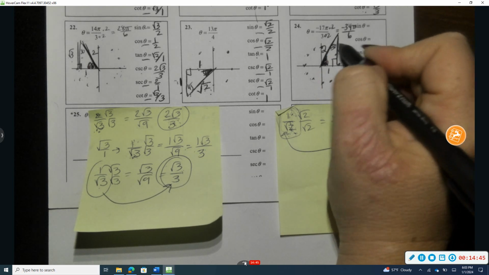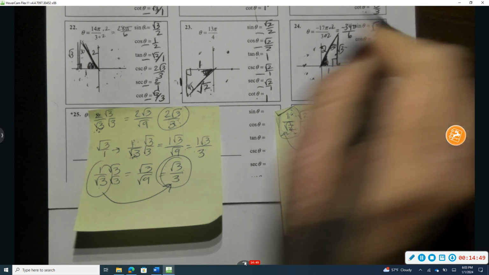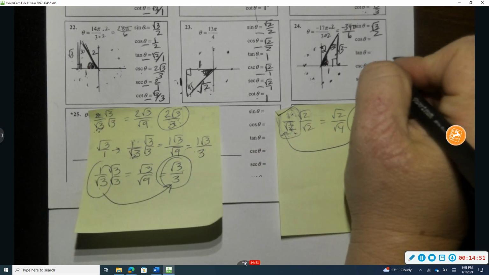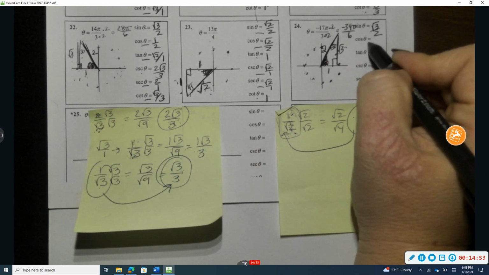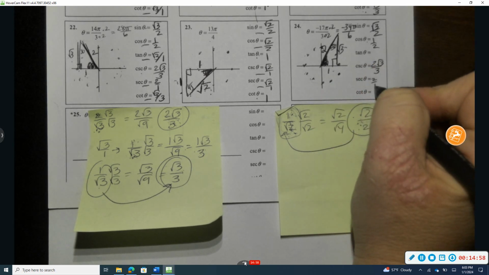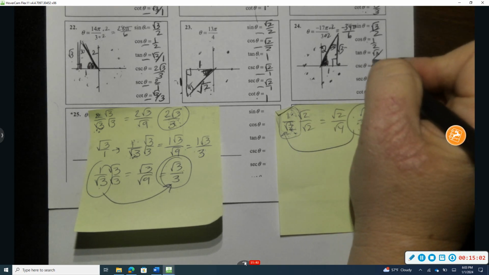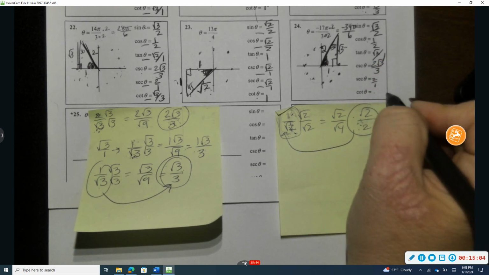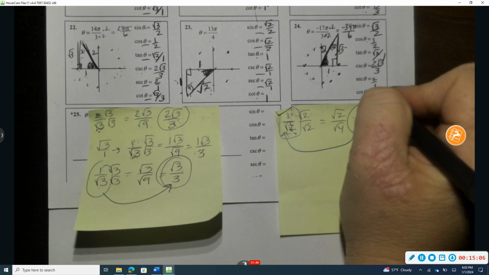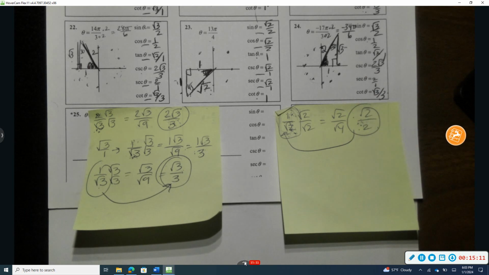Sine is opposite over hypotenuse, and the reciprocal would be 2 over radical 3, rewritten properly. Cosine is going to be adjacent over hypotenuse and rewritten. Tangent is going to be opposite over adjacent, so radical 3 over 1, rewritten as 1 over radical 3, and in proper form is radical 3 over 3. This is in quadrant number 1. Everything is positive.